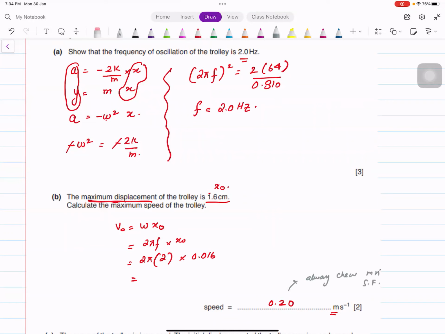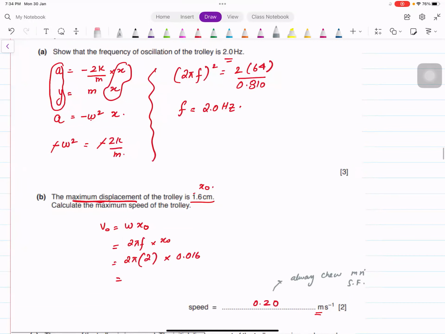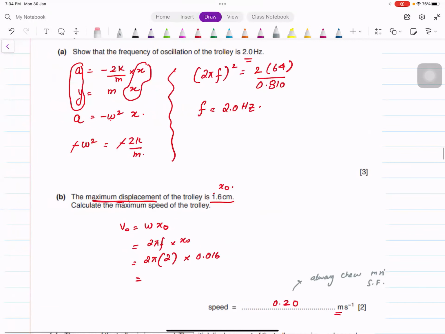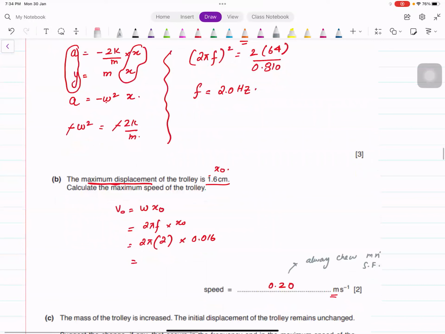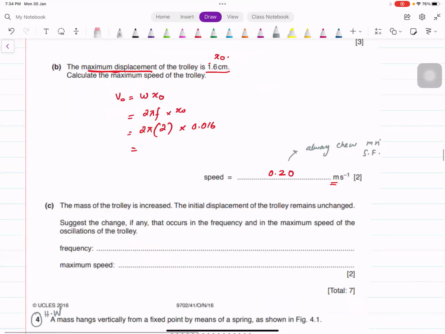Suman, do you understand this? Yes, sir. Okay, never forget. Now, imagine in 12 questions, if you lose 1 mark in each question, where your grade will fall. So don't do that.